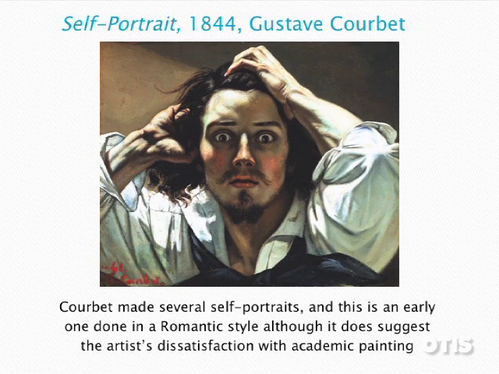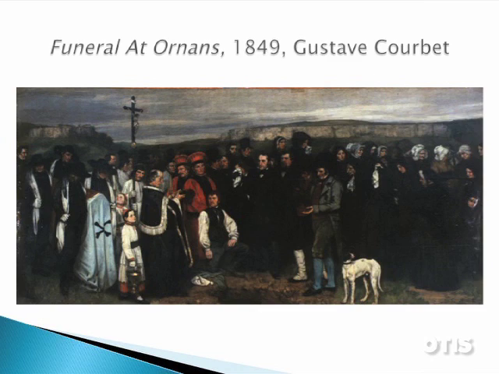We are going to look at just one more of his works, a painting that should help you understand how he continually challenged the status quo. This painting is called The Funeral at Ornans, and he finished it in 1849. It is huge, a little over 10 feet high and 26 feet long.